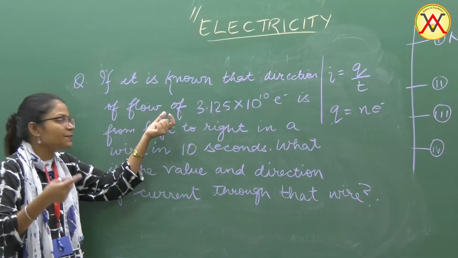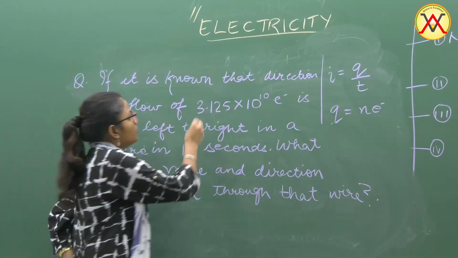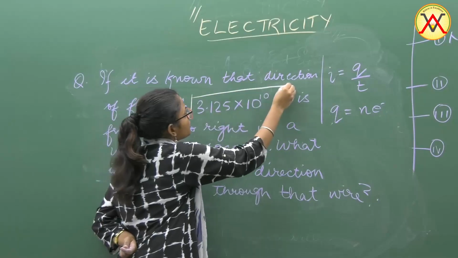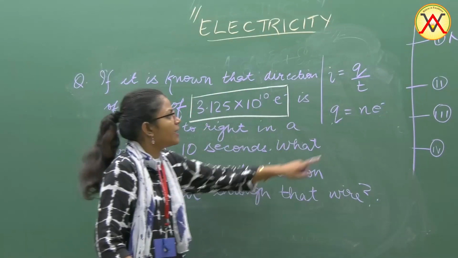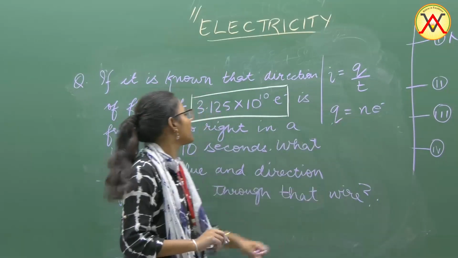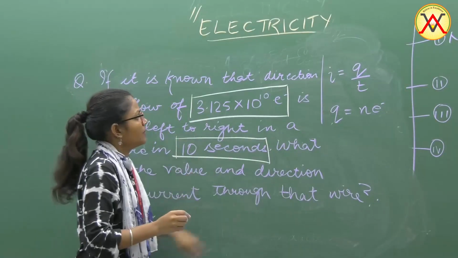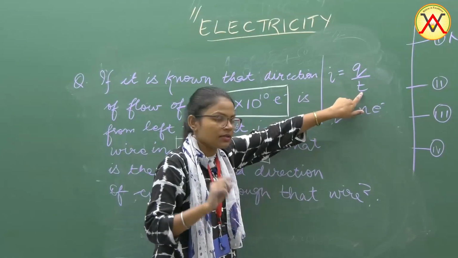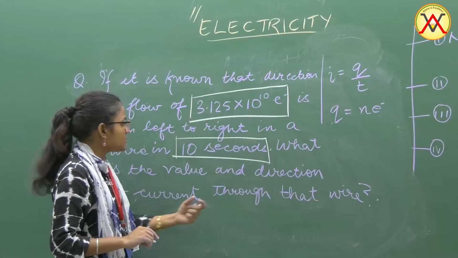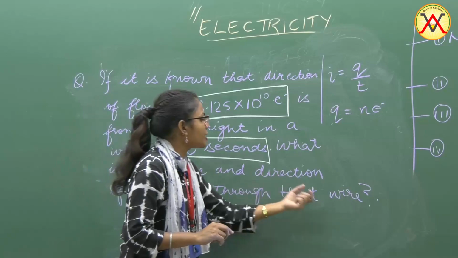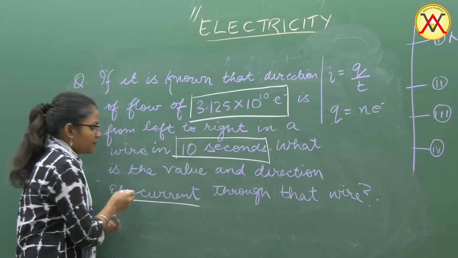In our question, what is being given? Number of electrons. That means value of n is given. Along with it, what is given? Time. That is 10 seconds. And what they have asked? Value and direction of current.